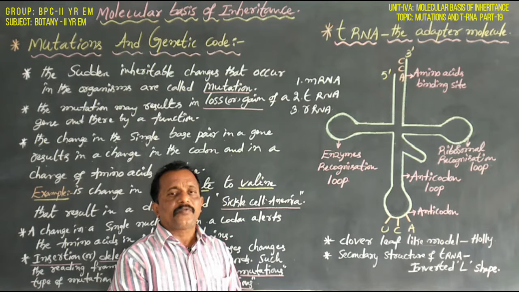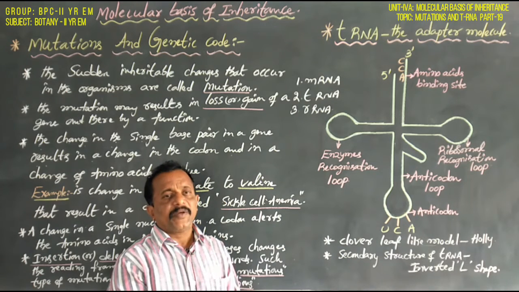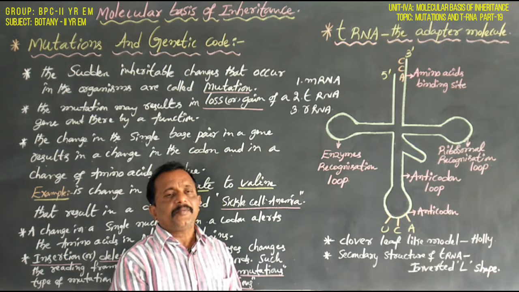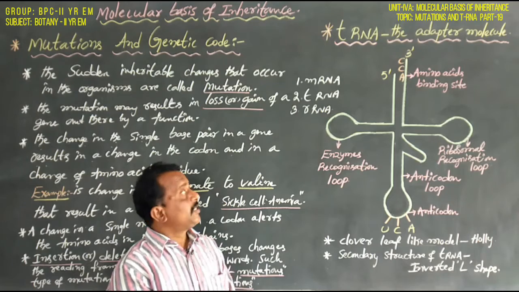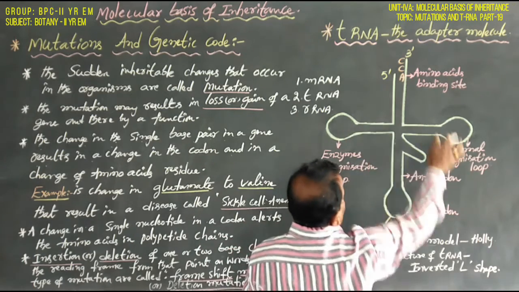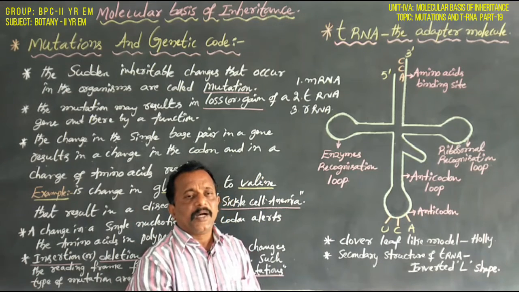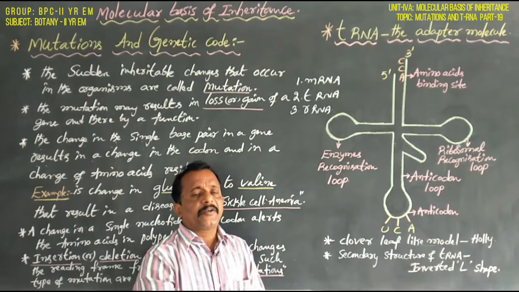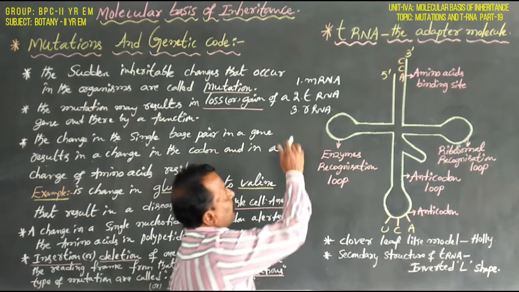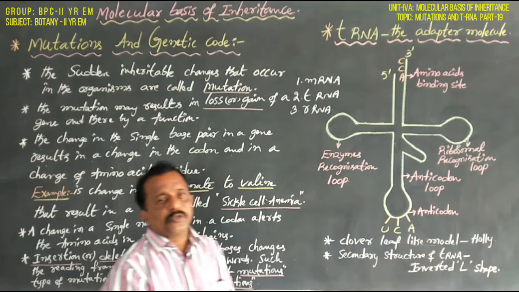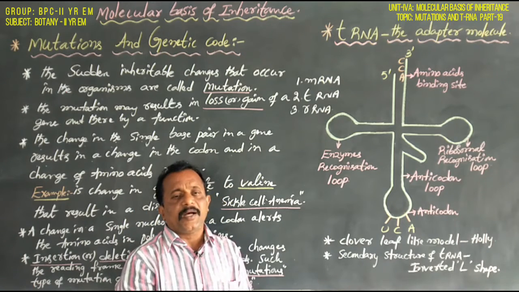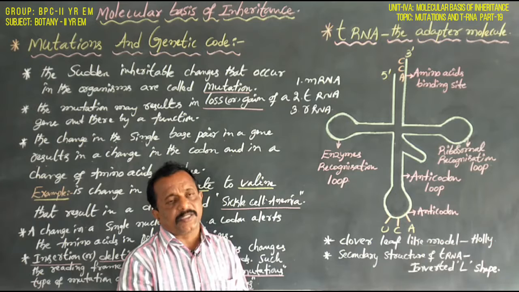RNA is generally of three types. The first, messenger RNA, is involved in both the transcription process and the translation process. The second, tRNA or transfer RNA, is involved only in the translation process. The third, rRNA or ribosomal RNA, is also involved only in the translation process.